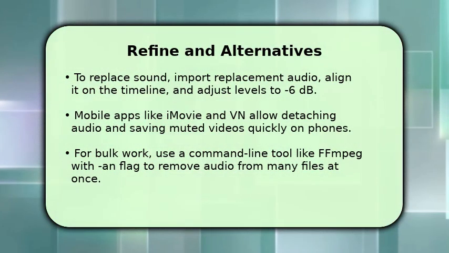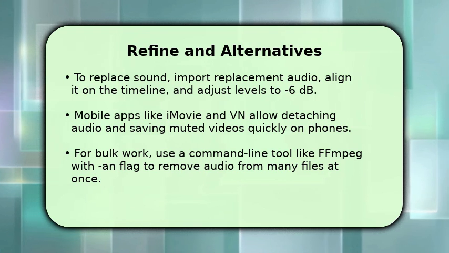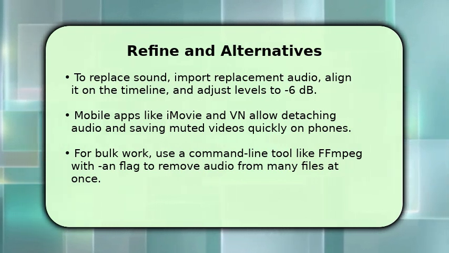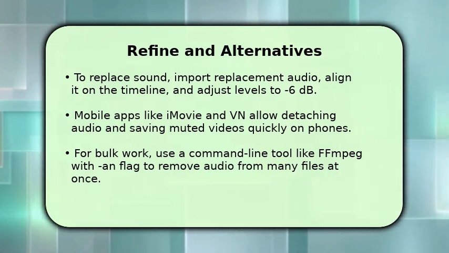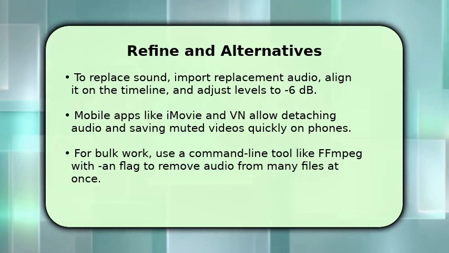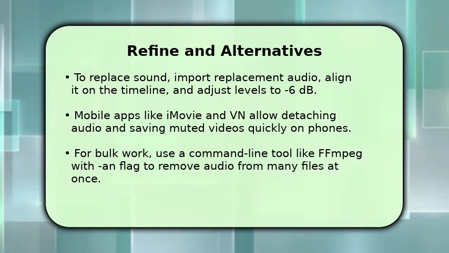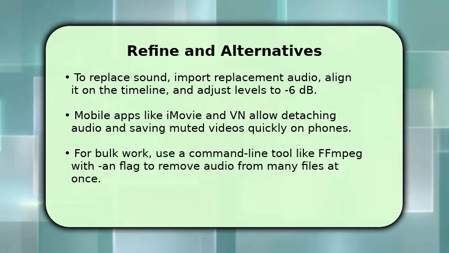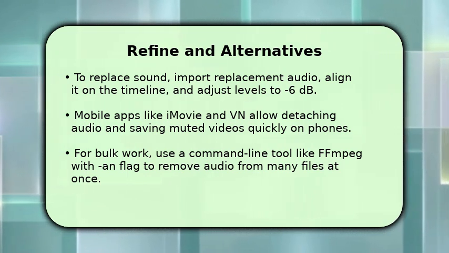To replace sound, import replacement audio, align it on the timeline, and adjust levels to -6 dB. If you only need silence for part of the clip, use keyframes or split the clip and mute the segment. Mobile apps like iMovie and VN allow detaching audio and saving muted videos quickly on phones. Always save a labeled version like video muted or silent export to avoid overwriting the original file.